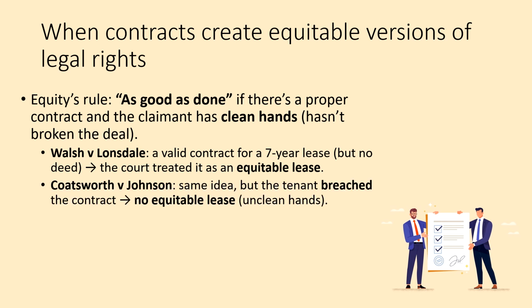The contrast is, for example, in the case of Coatsworth versus Johnson. There was also some kind of contract for some kind of property that they wanted to own for a certain period of time, but then it was the tenants themselves who actually breached the contract and didn't comply with one of the important terms in that contract.